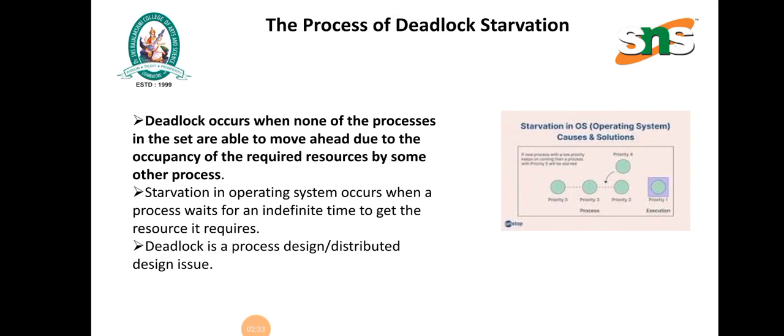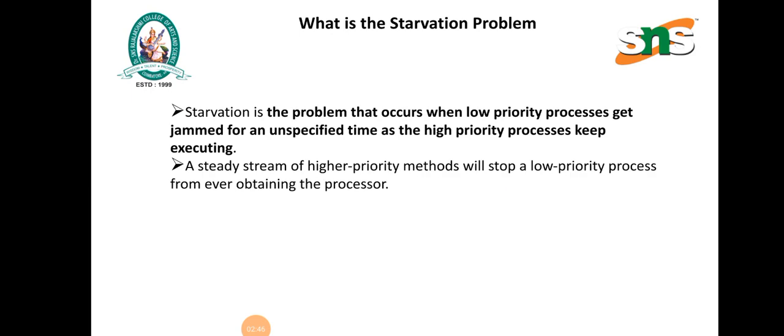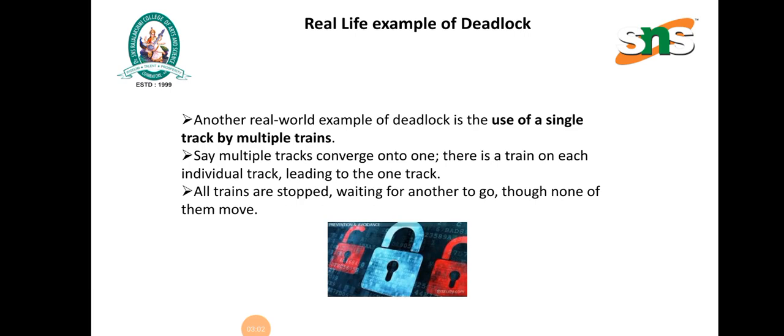Deadlock occurs when none of the processes is able to move ahead due to occupancy of the required resource by some other process. Starvation in an operating system occurs when a process waits an indefinite time to get the resource it needs. And what is the starvation problem? The problem occurs when a low priority process is delayed for an unspecified time. A high priority process keeps executing and stops a low priority process from ever obtaining the resource.